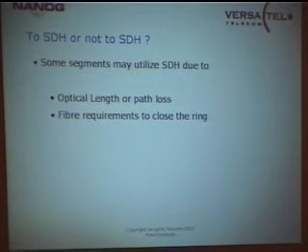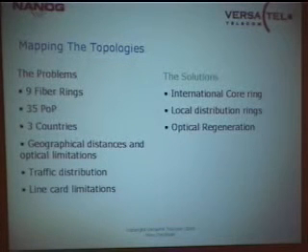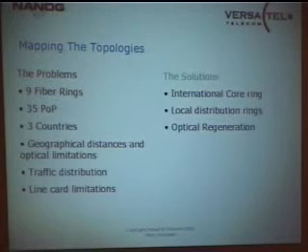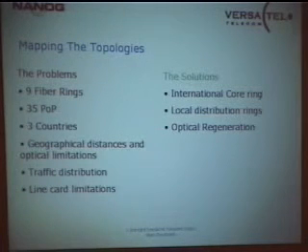Any questions so far? Because it's going to make a bit of a quantum jump. Okay. So we had basically 6 problems when we had to look at the topology of this network. We had to build 9 fiber rings covering 35 POPs in 3 countries. That's actually now expanded to 4. Geographical distances and optical limitations were a huge problem for us, as well as traffic distribution and the line card issues we saw with the Cisco DPT line cards.